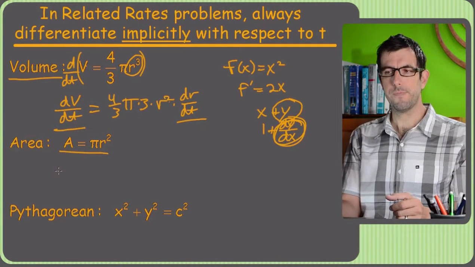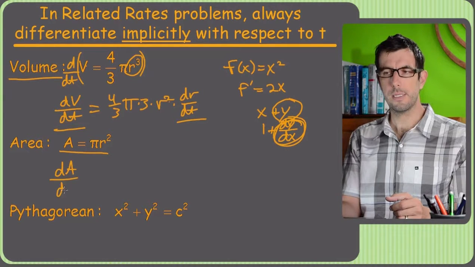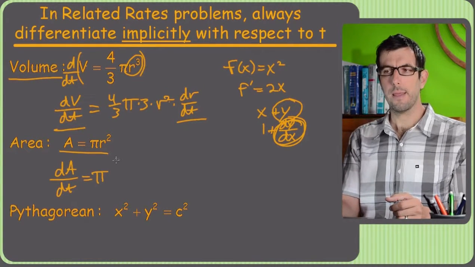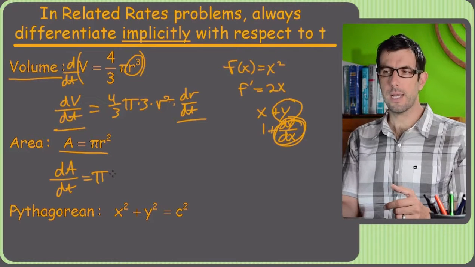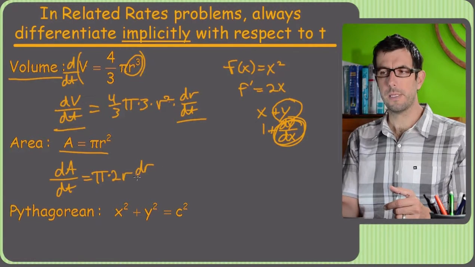So now let's do this one. Derivative of area is just dA dt. And then derivative of r squared, just like last time, is going to be 2r dr dt.